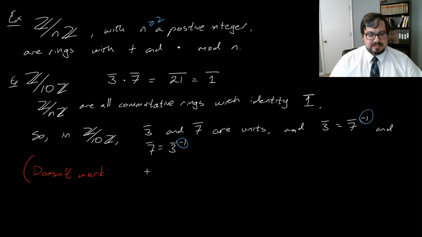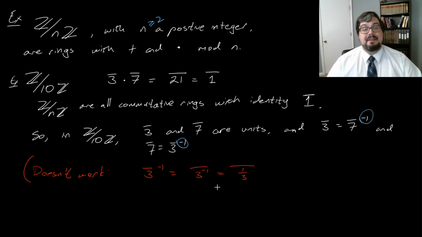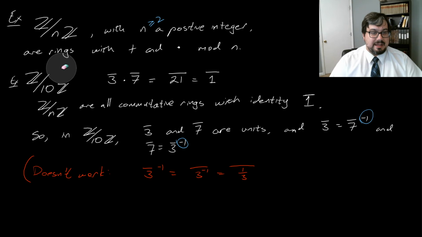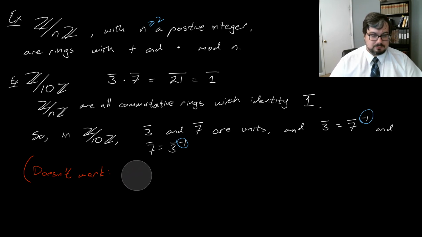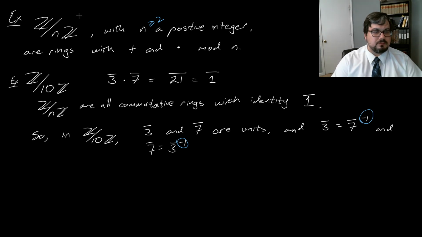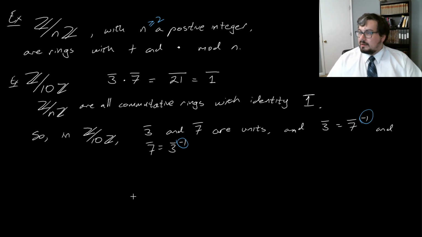It doesn't work to say something like 3 bar inverse is 3 inverse bar, which is 1/3 bar, and now we've broken everything, because the equivalence relation denoted by this bar is only on integers, and so this doesn't work at all. So that notation cannot move inside the bar. However, 4 bar is not a unit.